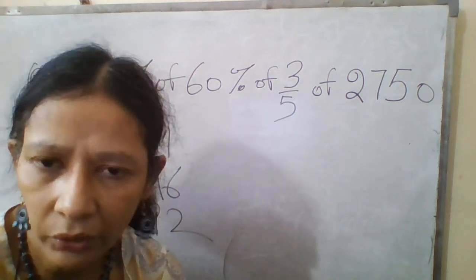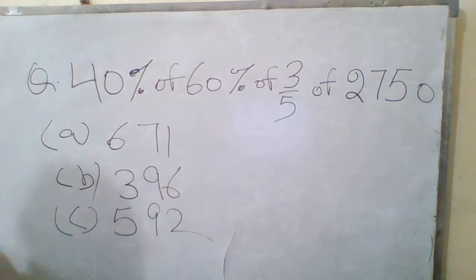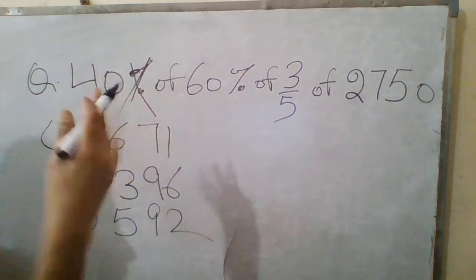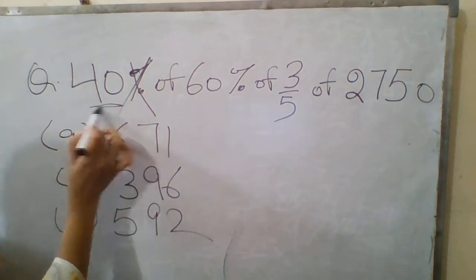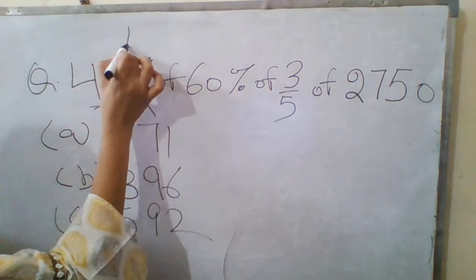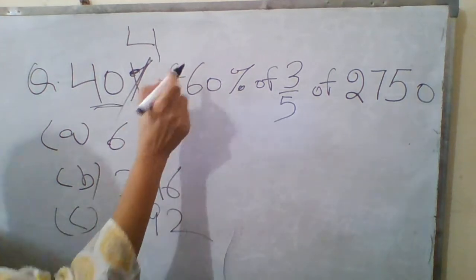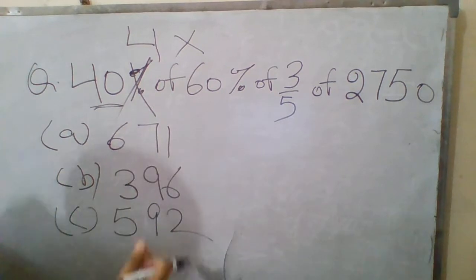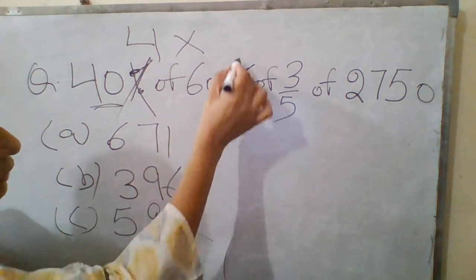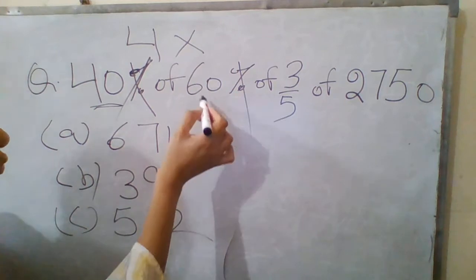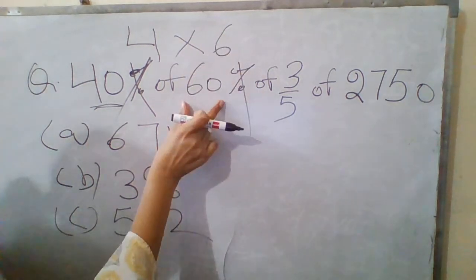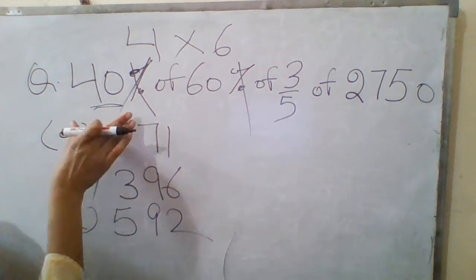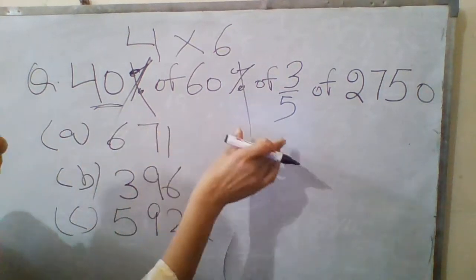Okay, how will you ignore the percentage? Look at this question. Now see, this is 40%. I said ignore percentage. Forget it. This is 40. What you have to do? 4. Okay. Of means you will write down the sign of multiplication. What is 40% of 60%? 60. I told you ignore this sign. So what you have to do? Right. Take the dr here. 6 plus 0 is 6. Now of. Of means what is 40% of 60% of 3 upon 5?